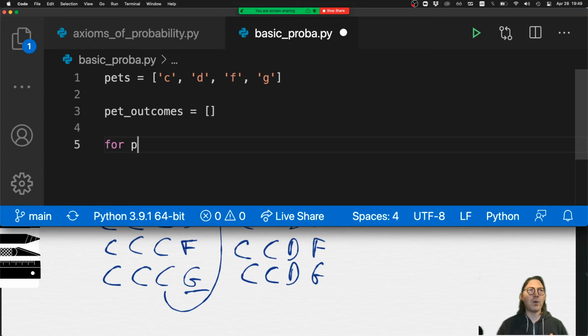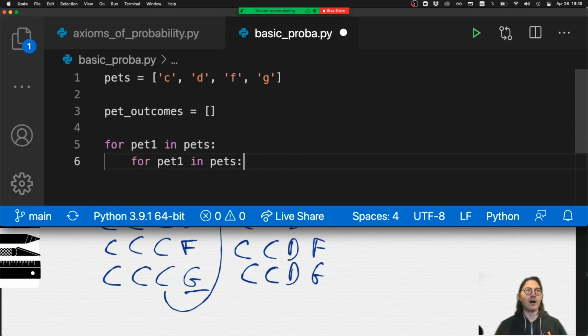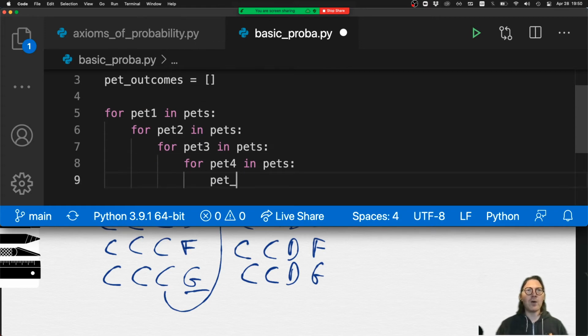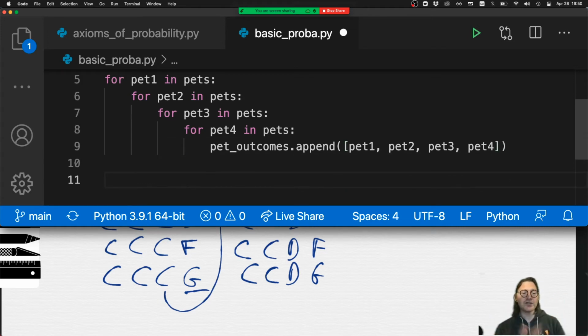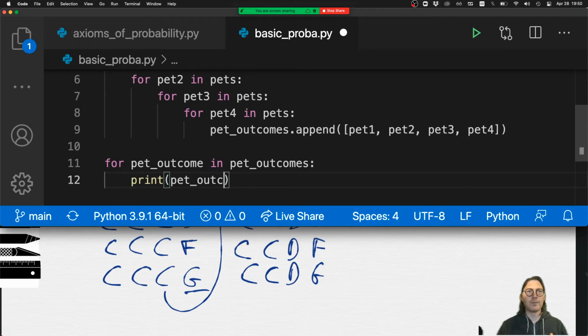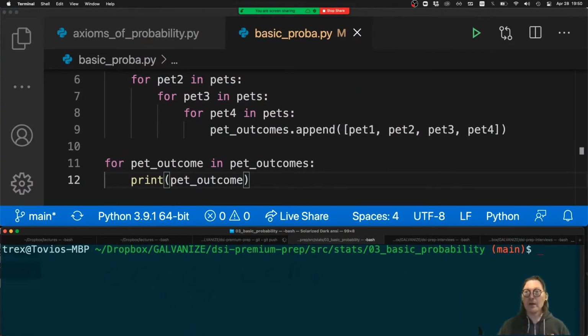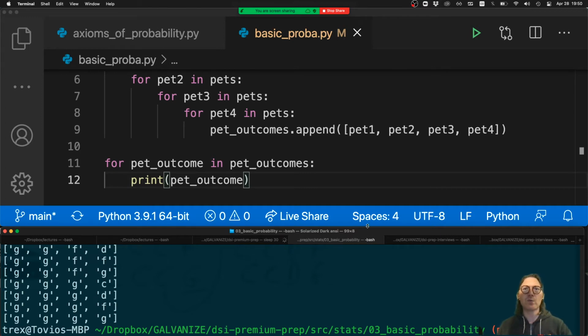So pet outcomes. I'm going to say for pet 1 in pets, and then pet 2, pet 3, pet 4. And we've got pet 2, pet 3, and pet 4. Okay, so pet outcomes. With this, we can append pet 1, pet 2, pet 3, and pet 4. Okay, well, now that actually constructs our sample space of possible 4 selections with replacement. That's what that does for us. So we can say for pet outcome in pet outcomes, let's just print each pet outcome. And what we're going to see is a counting system that is composed of C, D, F, G. So Python, basic probability, and that's what we get.